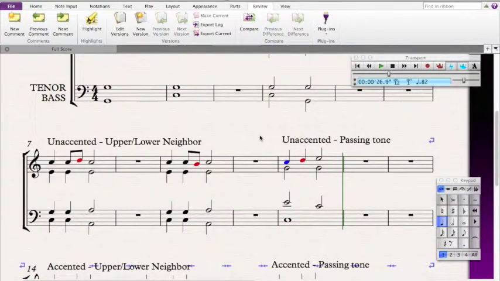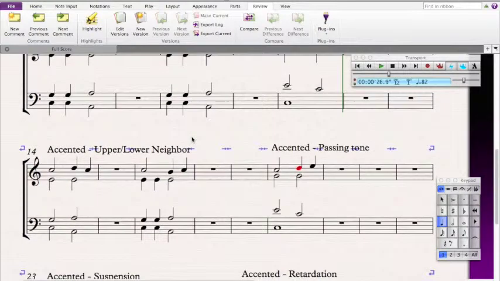Again, these are both unaccented. I make the distinction because they both have accented counterparts. So the idea is still the same: a neighbor tone is still a neighbor tone, a passing tone is still a passing tone. Now just where they happen is different. So when it's accented, it happens on a strong beat or a chord change.